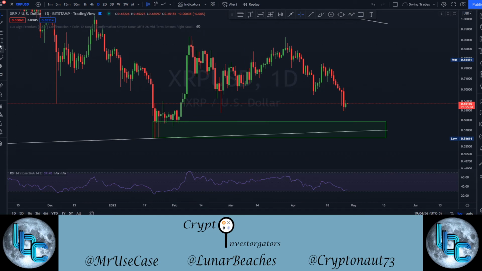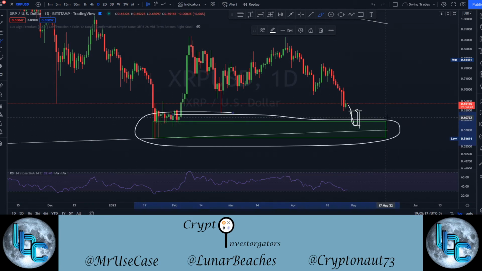So a candle body close, meaning if one of these came down here and the candle body closed inside of this zone, then that, and then we popped up, came back, tested, and then popped up again, that would create higher lows and higher highs.